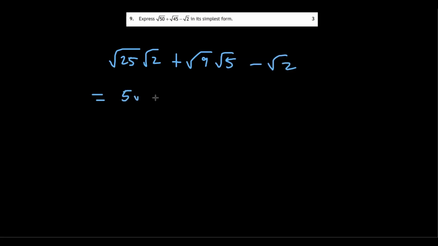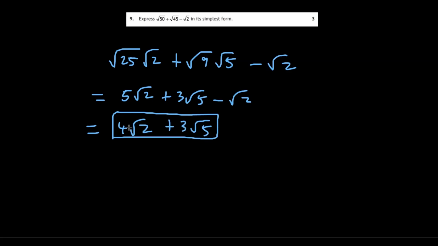Okay, so we're trying to simplify this expression. So the first root 50 is just root 25, root 2. Root 45 is root 9, root 5, and then minus root 2. So that becomes 5 root 2 plus 3 root 5 minus root 2. And then 5 root 2 minus root 2 is 4 root 2, and then plus 3 root 5.